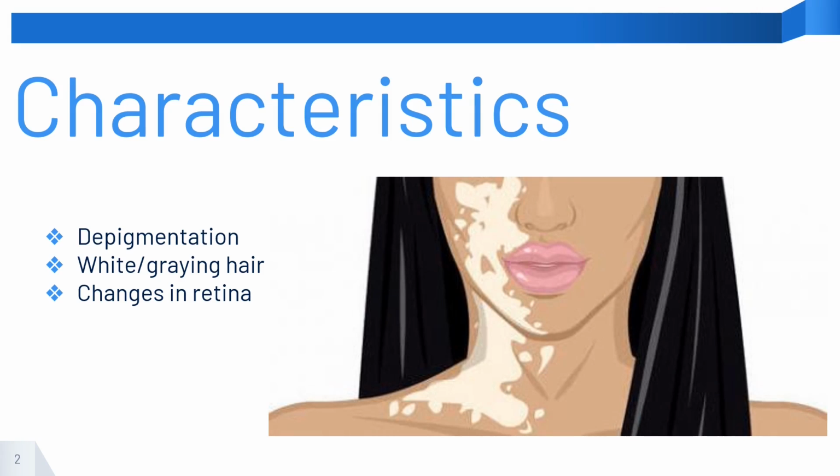Vitiligo is characterized by a patchy loss of skin color or depigmentation that can occur anywhere on the body, and it can also include the whitening or graying of hair and changes in the retina.